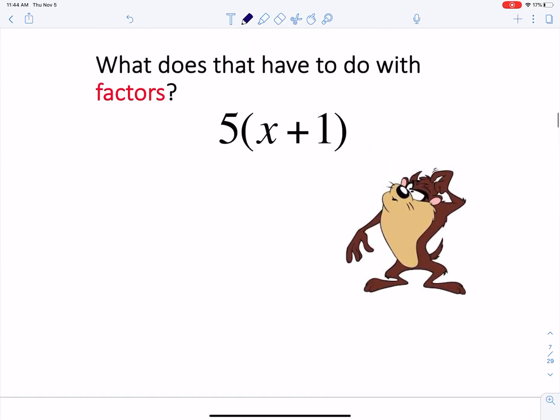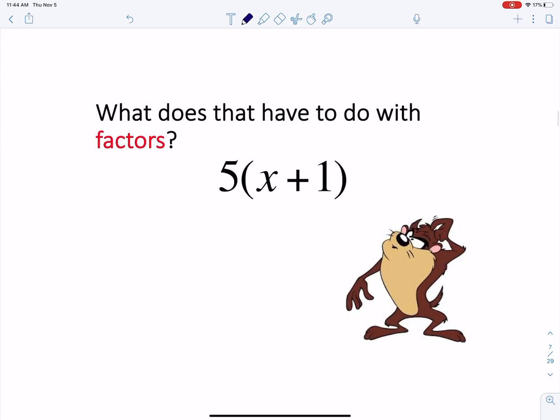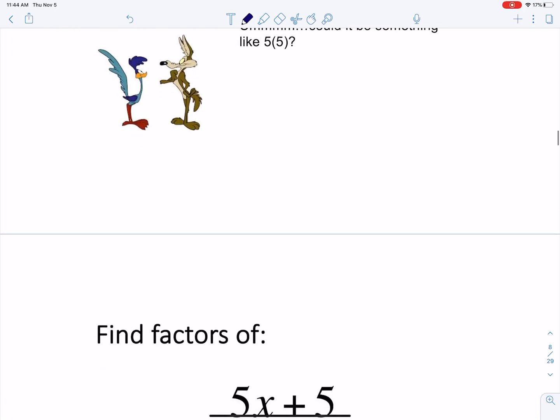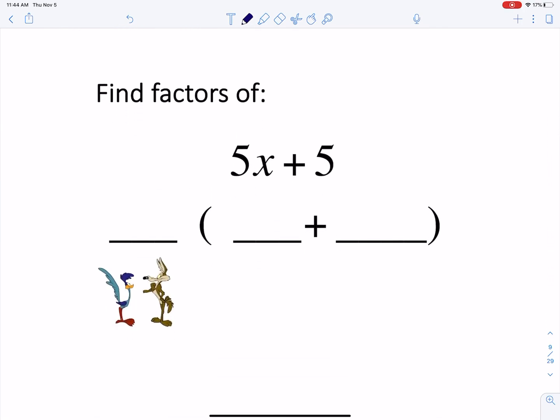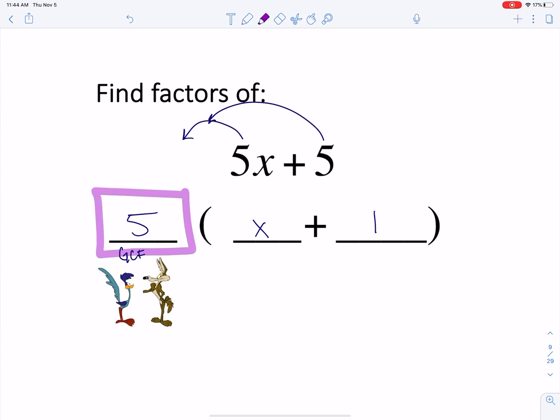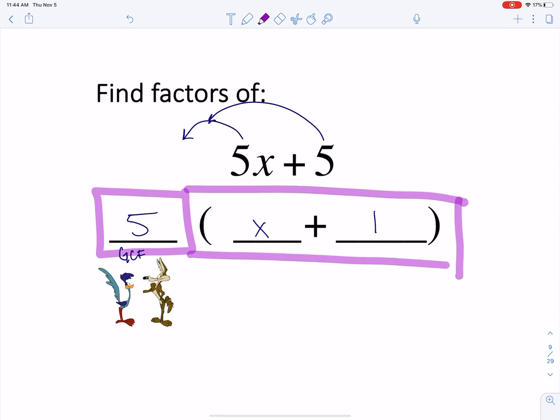I'm going to scroll up again. What are the two things that would multiply together to get you 5x plus 5? Well, here it is. Factoring is basically doing the distributive property backwards. I would take the 5 out. We write our GCF, which I'm going to get to in just a second, on the outside, and then you write the factor on the inside. So the two factors here are 5, and your second factor is x plus 1.